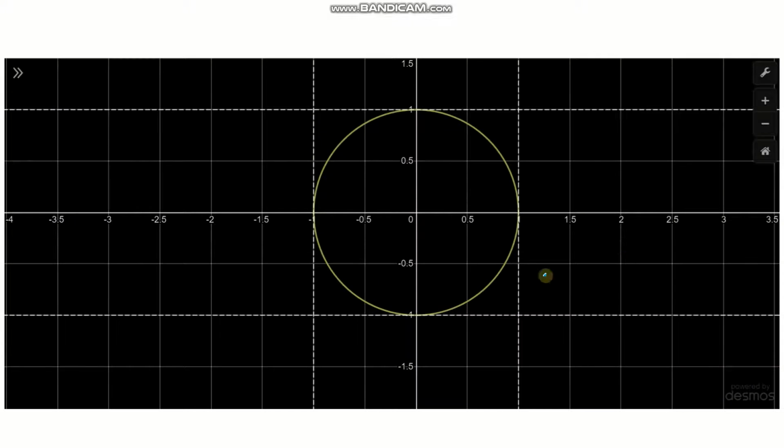Again, here is the graph of our unit circle. We have maximum y equals 1 and minimum y equals negative 1. And for x, x equals 1 and x equals negative 1. Since we are done with the basics, let's proceed to a bit more complicated functions.